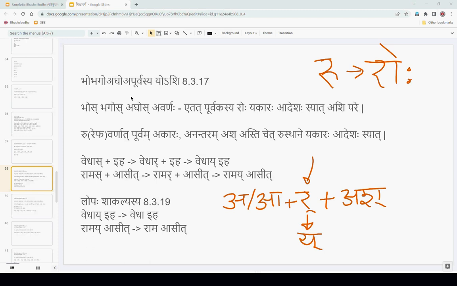Sasajashuruhu vedhar iha. Anantaram bho bhago agho apurvasya yoshi. So what happens here? Vedhaya. Refasya sthane yakaradesha vedhaya. So the pronunciation is also the same. There is no pause there. Vedhaya. There is no pause because samhita asti chedeva sandhi.